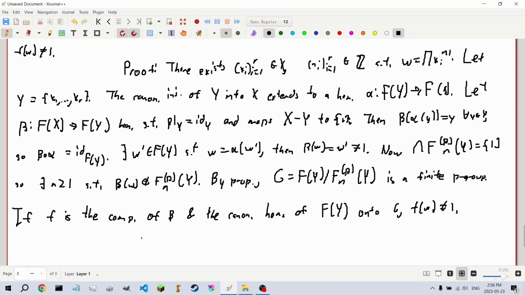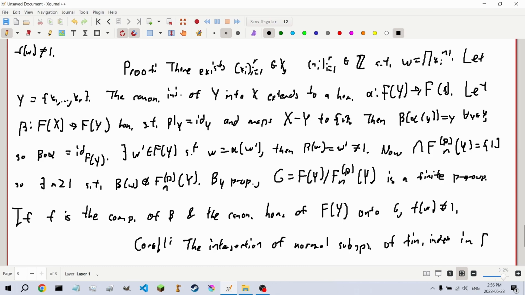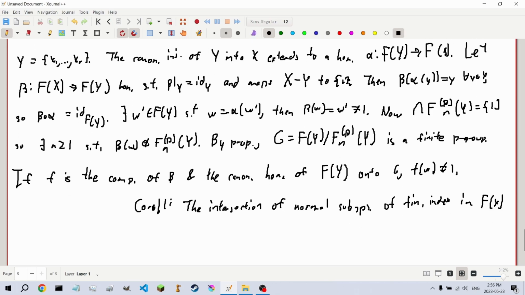And this comes with an immediate corollary, which states that the intersection of the normal subgroups of finite index in F of X is just the identity. And that's everything for our discussion on Magnus algebras.